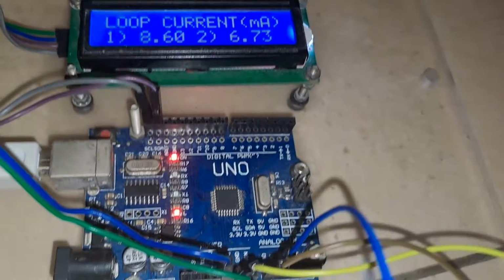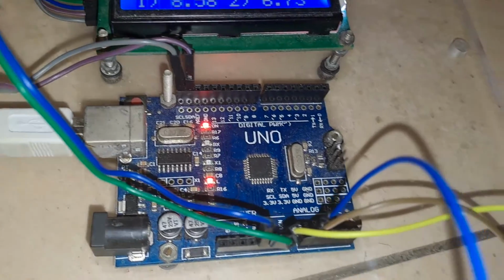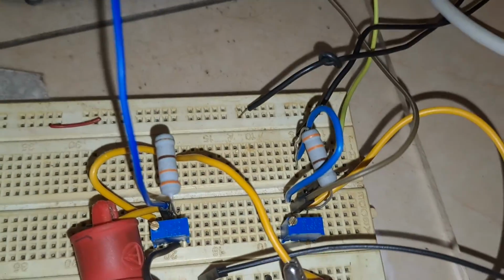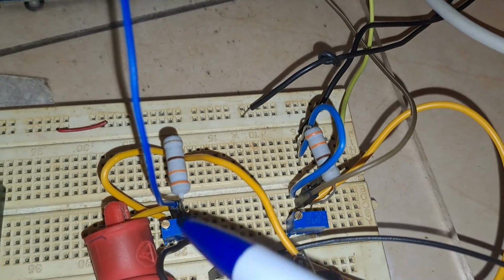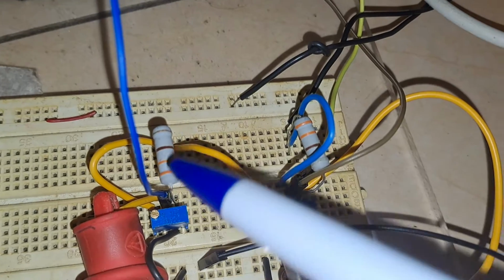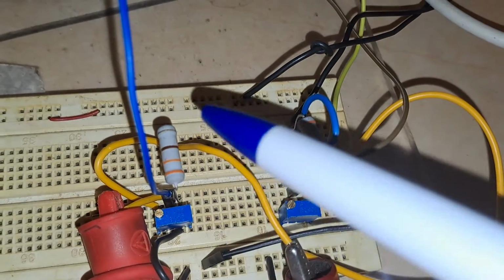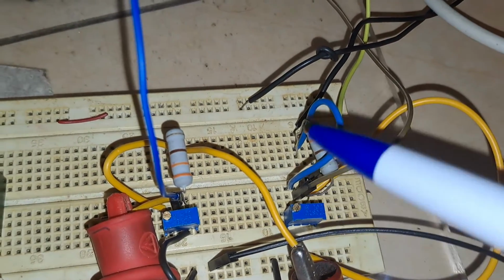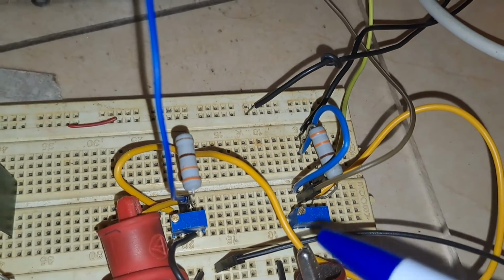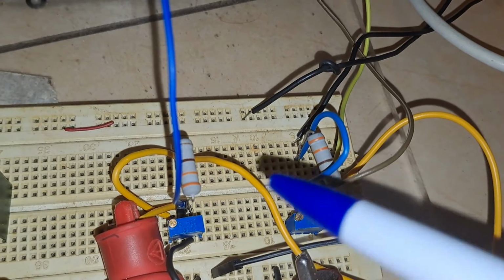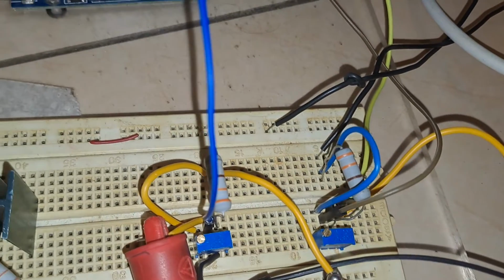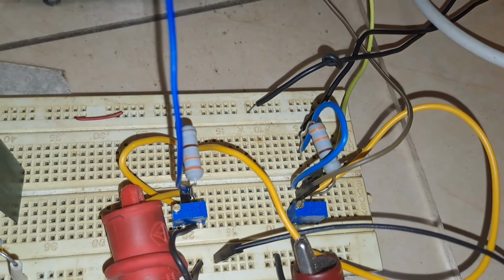So here you can see Arduino Uno is there in the background. And here you can see this is the circuit responsible for the measurement. Here you can see there are two potentiometers. This potentiometer and the resistance is responsible for measurement in circuit number 1. And here this is measuring the current in circuit number 2. So these are the two different circuits and these are the two different channels basically, and they are measuring the currents individually.